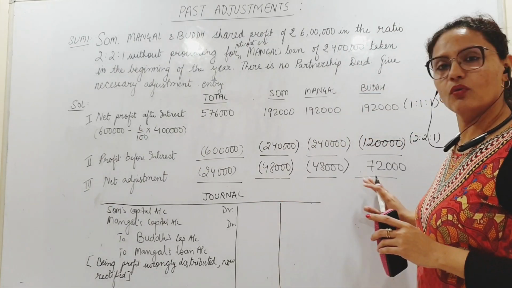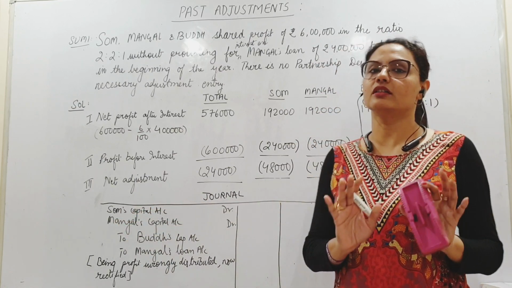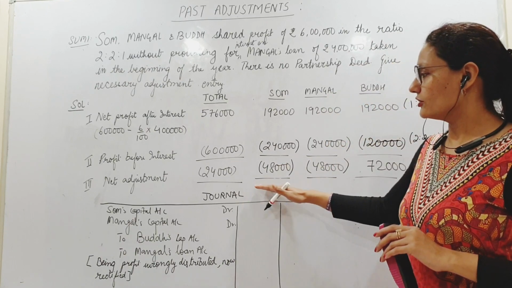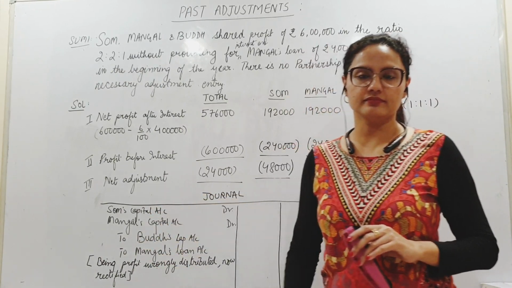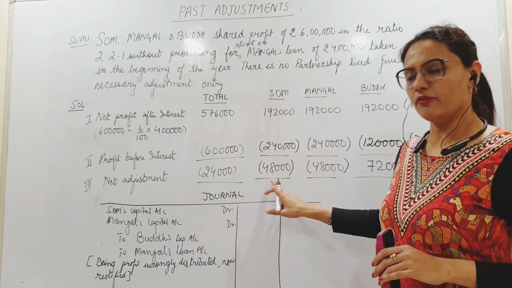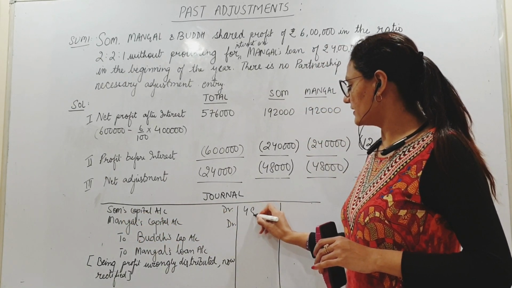So now that we know what we have to do, journal. This format of the journal, you have to draw. The council is very particular about it. So journal you have to draw with the entry and the narration. Okay, so what will be the entry? Som, we have to take from him 48,000. So debit Som's capital account with 48,000.